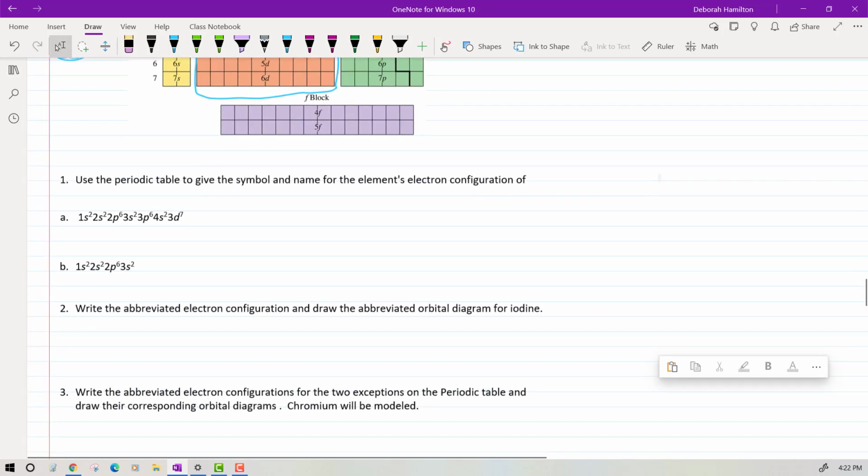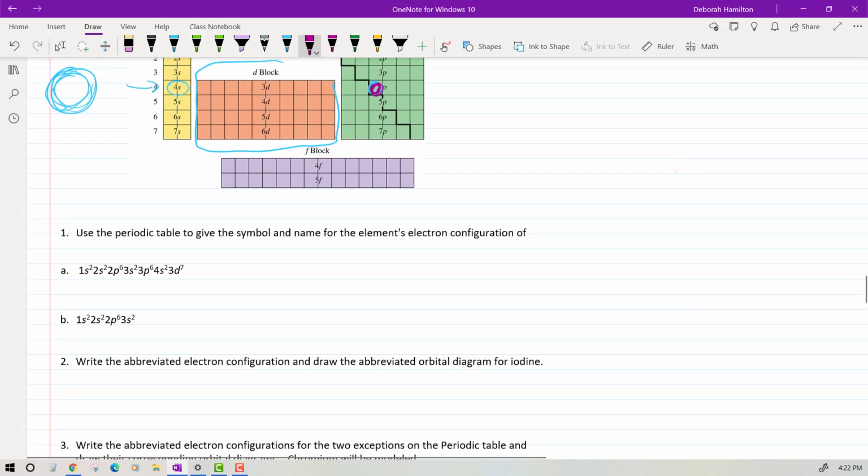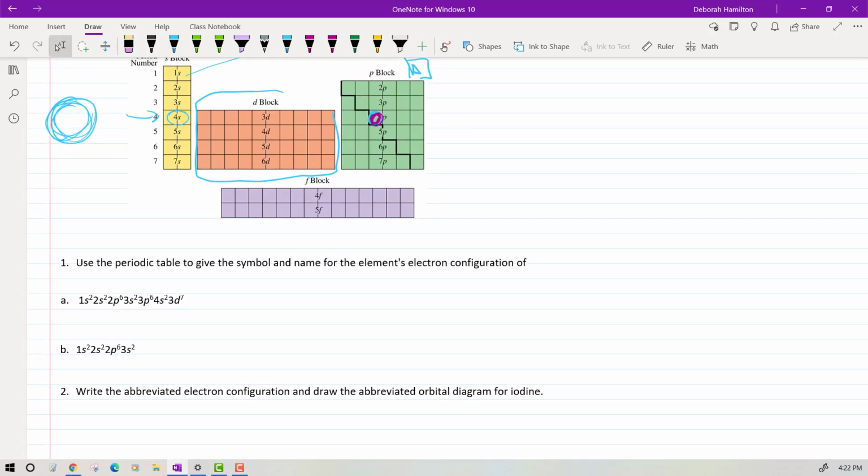All right, so here are some problems to do. I know this one's running a little longer than I'd like, but we're going to get through it. Stay with me because this is a really important topic to get under your belt. Remember what I said: you can add up these electrons, and if electrons equal protons, then you know what element it is. So let's do that.